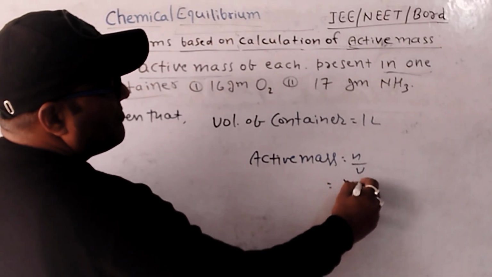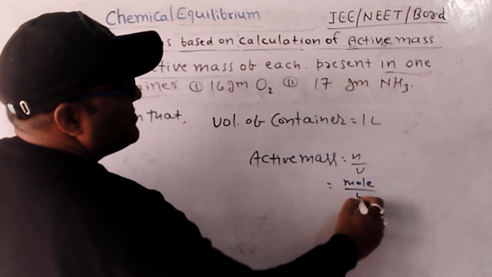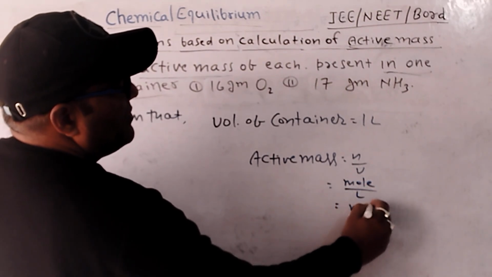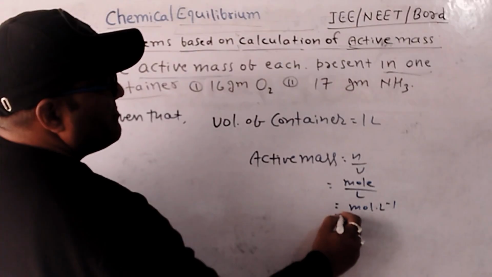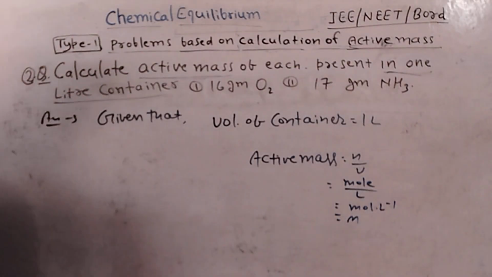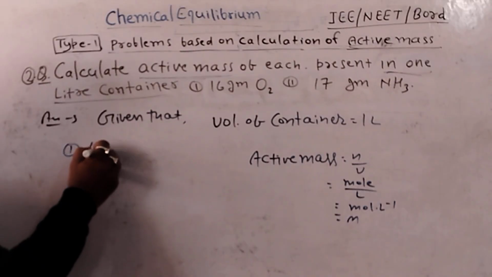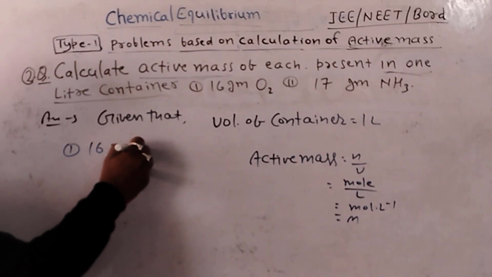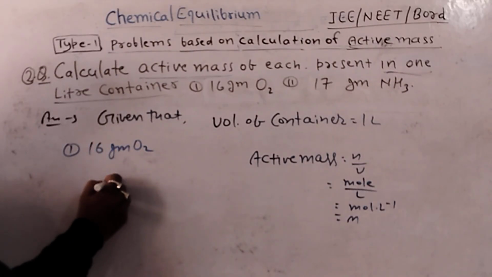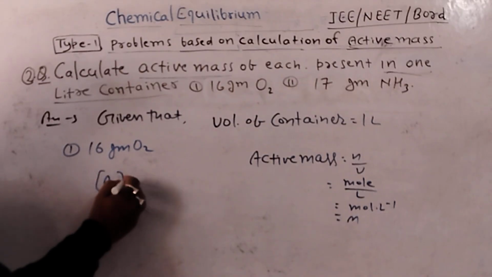Mole per liter is the unit of active mass, or capital M. So with the help of this formula we can easily calculate. Now question number 1 is 16 gram of O2. So the active mass of O2 in mole per liter.